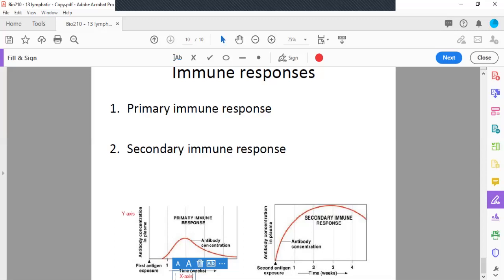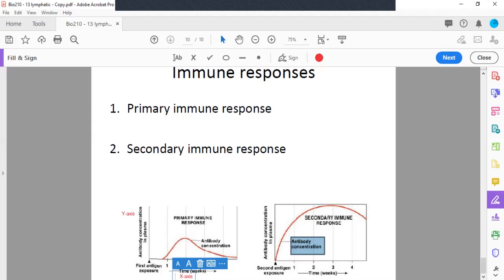In the primary immune response, there's a few things. So let's talk about what we see first. You see a curve that goes up and down. This curve represents what's called antibody concentration in the primary immune response. And the same goes for the secondary immune response, there is also an antibody concentration curve as well. But the two curves have different sizes. So let's talk about what happened first with this.